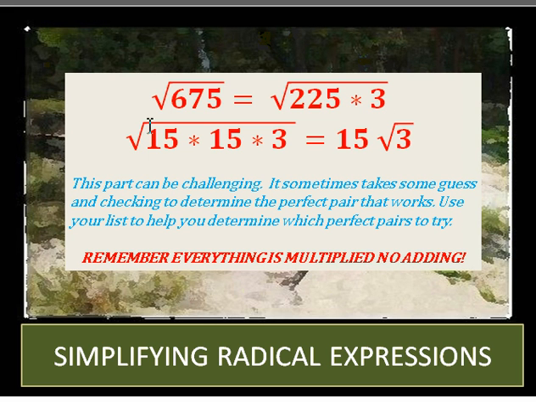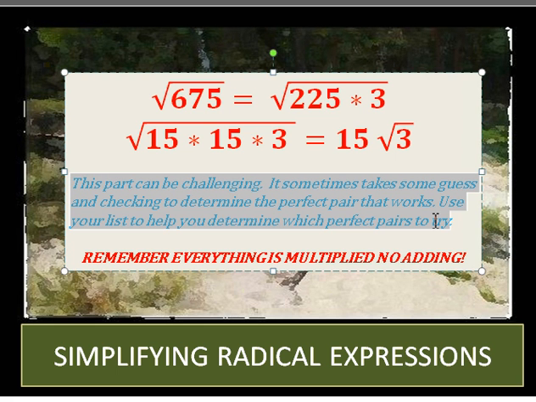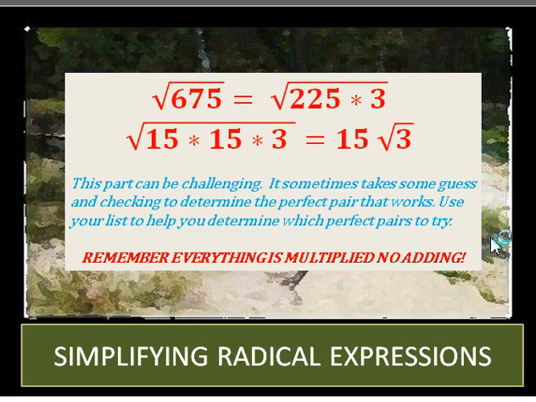Okay, so we have the square root of 15 times 15 times 3, because the square root of 225 is going to be 15. Well, since I have two 15s under the radical, I can bring that out. So I have 15 radical 3, or 15 square root 3. Now, I want you to notice this piece that I'm highlighting right here. This part can be challenging.